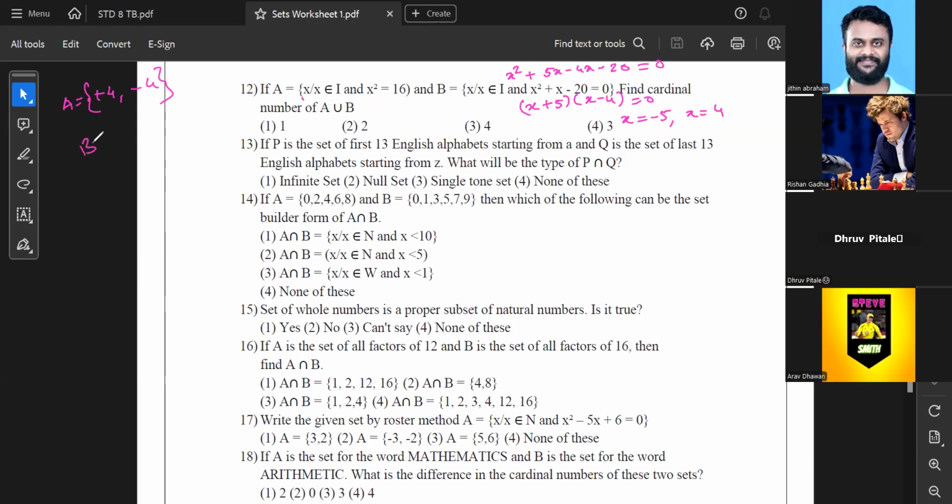So B's solutions are minus 5 and plus 4. Now what they're asking is to find the cardinal number of A union B. Since 4 is common to both of them, when you unionize them, you get minus 5, minus 4, and plus 4, so 3 will be the cardinal number. I hope you understand. Yes, sir, understood.